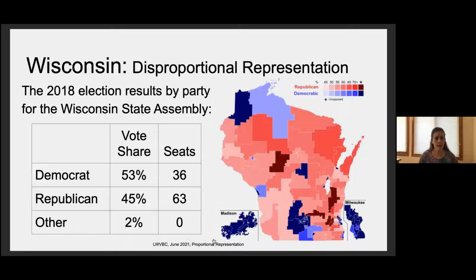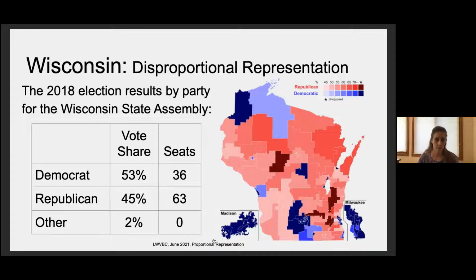So what I want to do now is show you some real world examples of how single member districts lead to very disproportionate representation. The first one I want to talk about is Wisconsin and the results of the 2018 election for the Wisconsin State Assembly, which is the state house in Wisconsin. The district map, there are 99 seats, was drawn by the Republican legislature, and it's widely considered one of the most extreme partisan gerrymanders in the country right now.